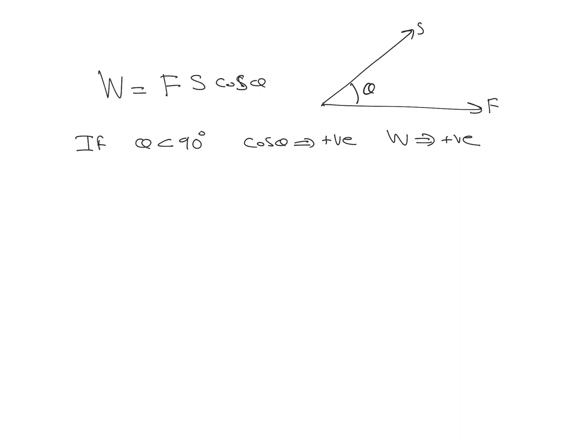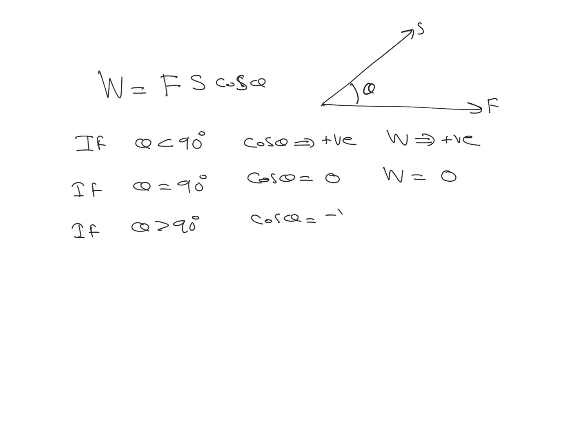And if the value of theta is equal to 90 degrees, then the value of cos 90 is equal to nothing but 0. Then the value of work done becomes equal to 0. And if the value of theta is greater than 90 degrees, then the value of cos theta becomes a negative value. Then the value of work done will become negative. So remember that this work done can be positive, negative or 0, depending upon the value of theta.